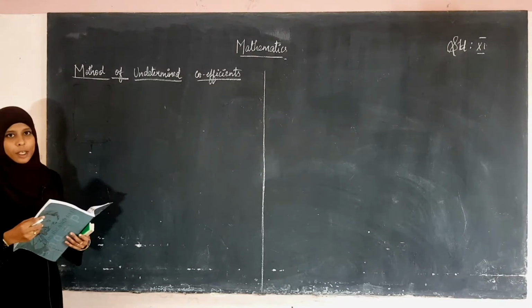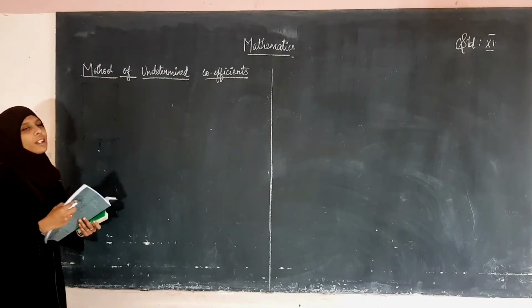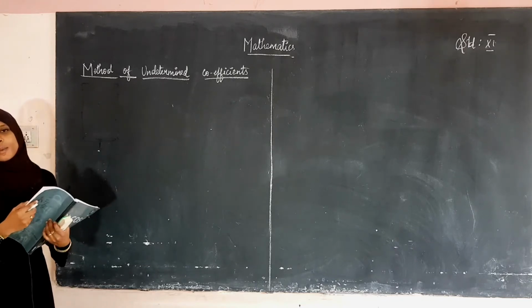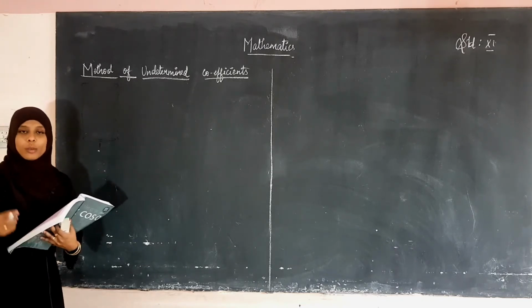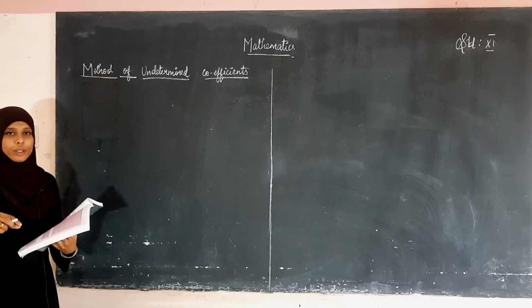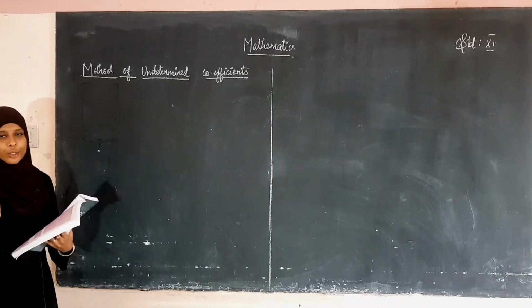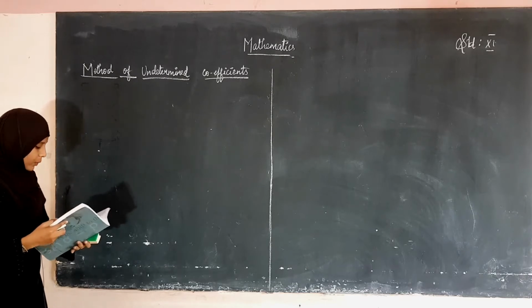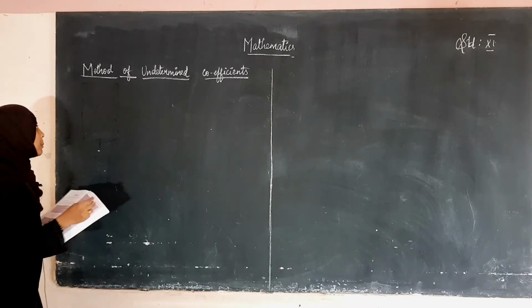In today's class we are going to see the method of undetermined coefficients. That is, we are going to find the coefficients. There will be some polynomial functions given, and we are going to find the coefficients of that. Now let us directly enter into the example.